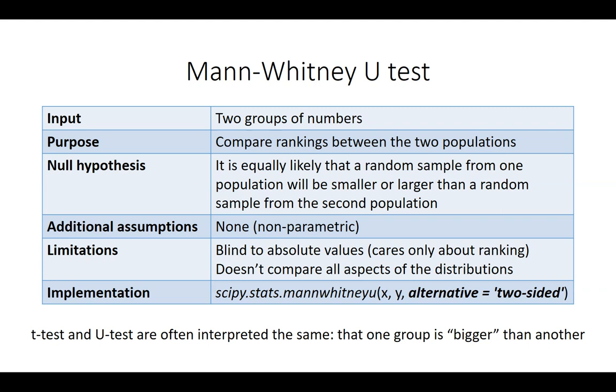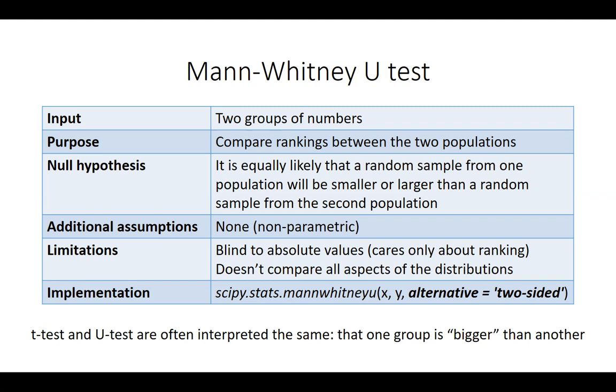What the null hypothesis states is that it is equally likely that a random sample from one population will be smaller or larger than a random sample from the second population. Okay, so if we take one sample from one population and a second sample from the second population, you will have that the first is bigger than the second roughly the same number of times that you have the second bigger than the first.